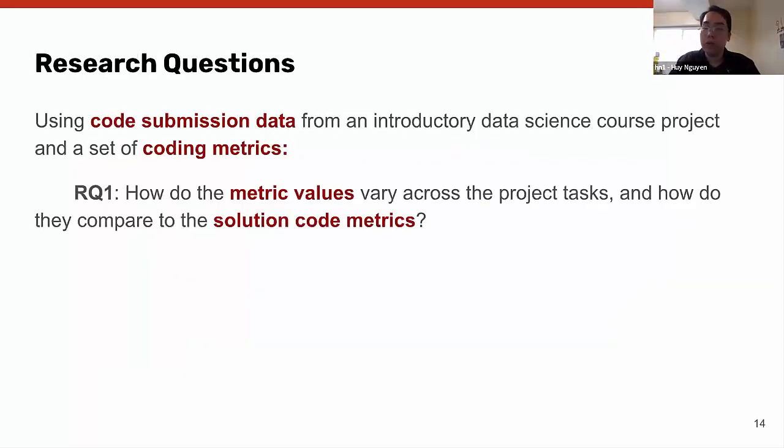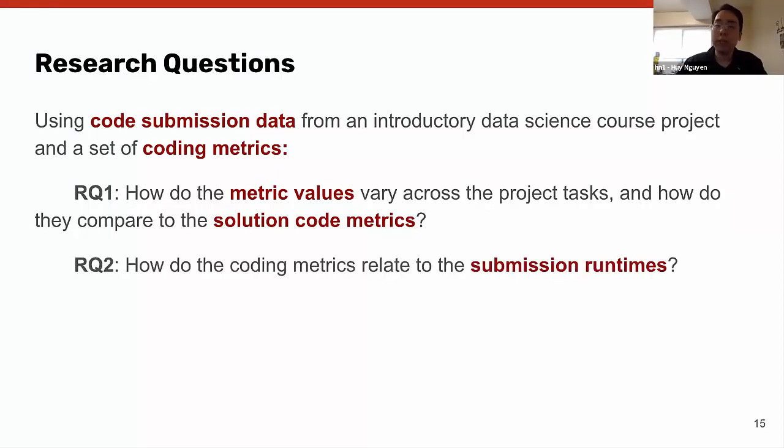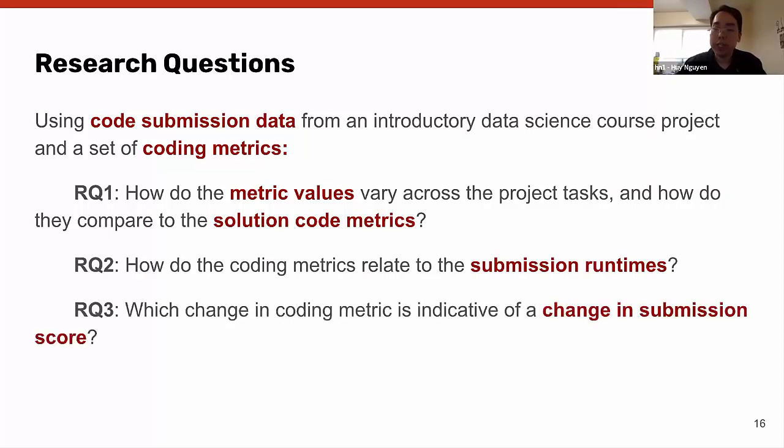So in particular, using code submission data from an introductory course project and a set of coding metrics, we seek to answer three research questions. The first is how do the metric values vary across the different tasks in the project, and how do they compare to the solution code metrics? The second question is how do the code metrics relate to the submission runtime? And the third question is which change in code metrics is indicative of a change in submission score?